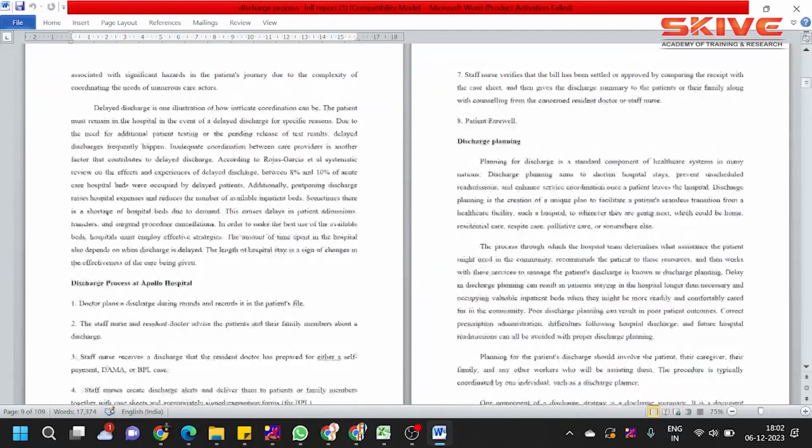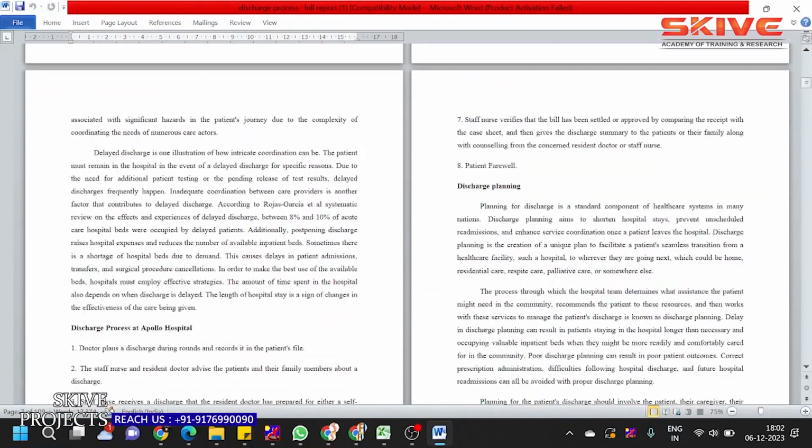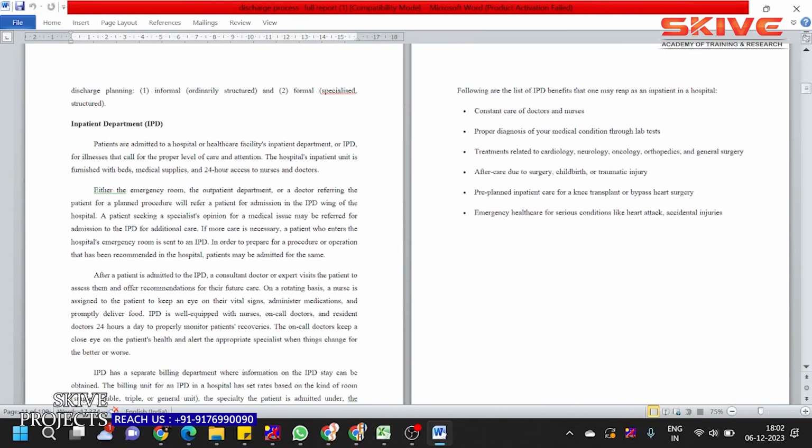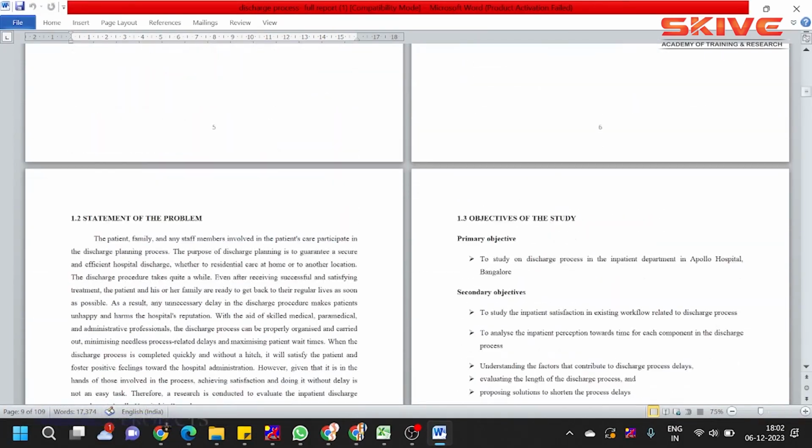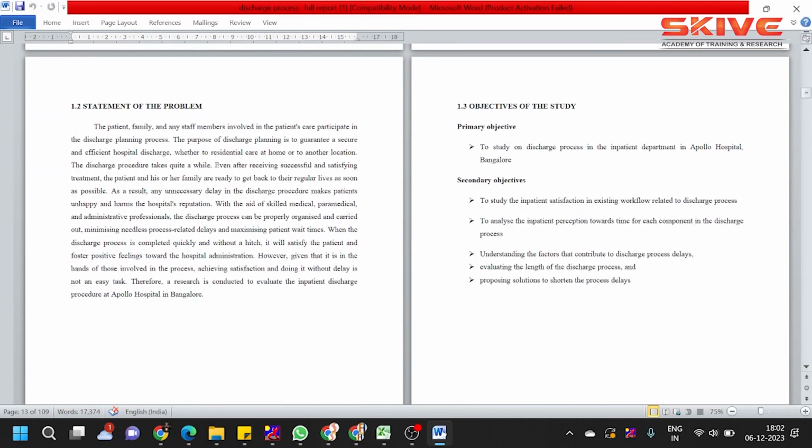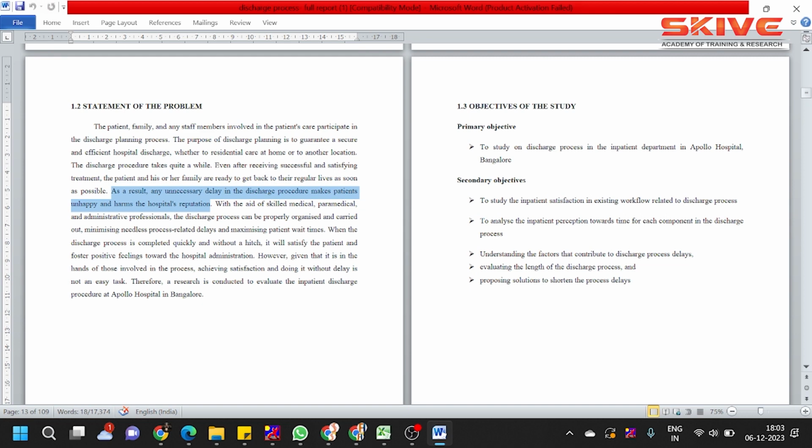In the introduction, they have given detail about the discharge process, discharge planning, and the inpatient department, and the statement of problem was clearly stated here. So the discharge procedure takes quite a while. Even after receiving successful and satisfying treatment, the patient and his family are ready to get back to their regular lives as soon as possible. As a result, unnecessary delay in the discharge procedure makes patients unhappy and harms the hospital's reputation. So this is the main case study, and we are going to work on the inpatients' troubles and unhappy experiences, and discuss all of it in this project.